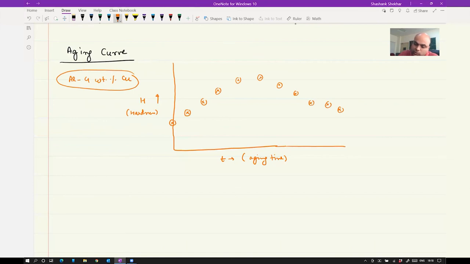Now if I join these points, the curve is going to look similar to what we just learned about the variation of shear stress with respect to particle size. And this particular curve is known as the aging curve.